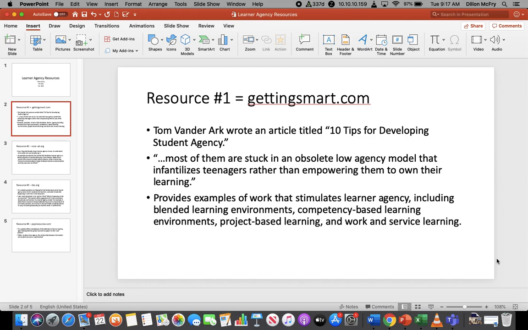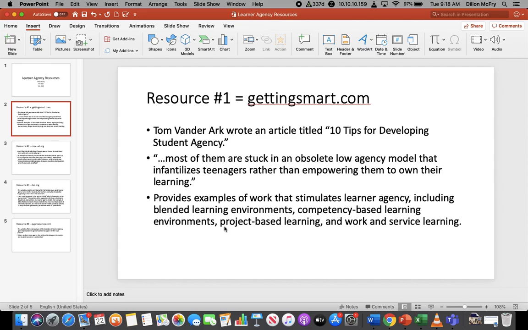Some specific examples it gave were blended learning environments in which students had a choice in how they consumed class content, and competency-based learning environments in which students moved somewhat at their own pace, not so slow that it held everyone up, but able to progress in the class based on how well they mastered the previous content. Also project-based learning, in which students applied the concepts they're learning into project scenarios rather than just taking multiple choice tests. And finally, work and service learning, in which they take the concepts they learn in class and apply them in real life scenarios.